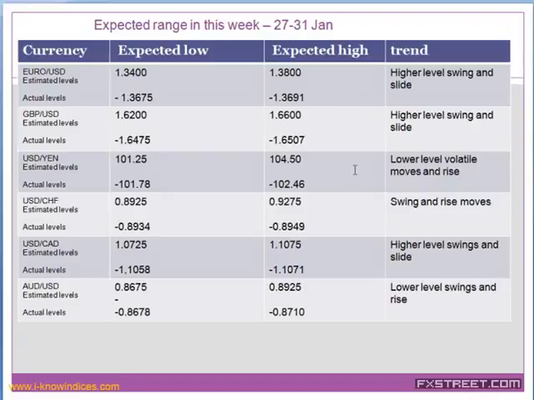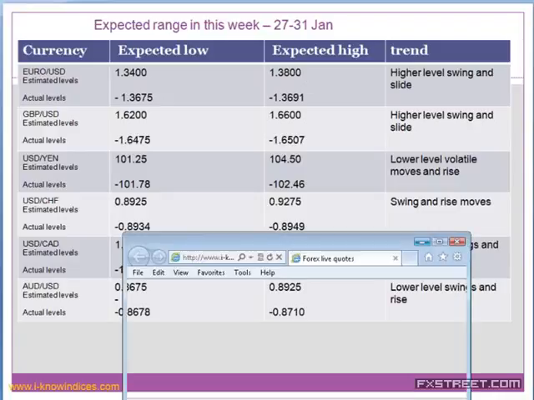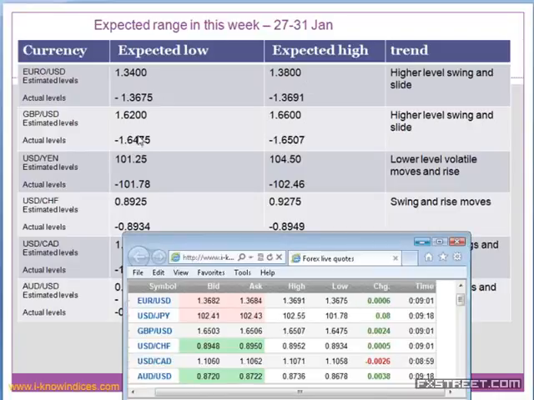So what could be the expected range in this particular week? Euro could form a low of 1.34 and a high of 1.38. Currently they have shown 1.3675 and 1.3691 as the low and the high. GBP could come down to 1.62 and go up to 1.66. So far they have shown 1.6507 and they are expected to make a quick upward move and a quick downward move in this particular week.